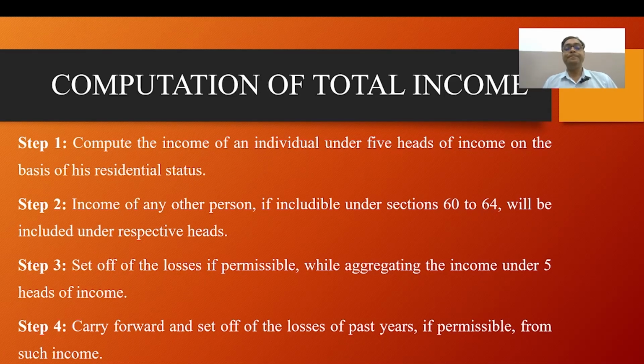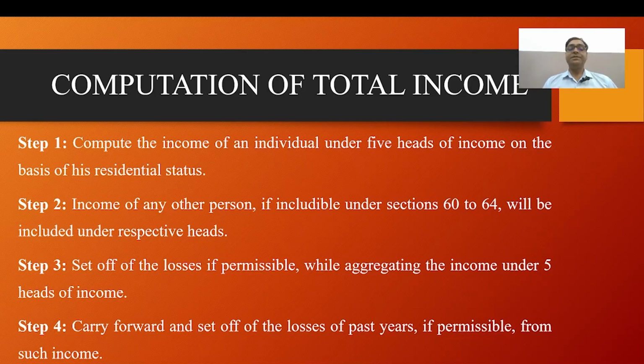Step 1 is computing the income of an individual under 5 heads of income on the basis of his residential status. The 5 heads of income are income from salary, income from house property, income from capital gain, income from business and profession, and income from other sources. All income is decided on the basis of his or her residential status. We will discuss more when we discuss residential status.